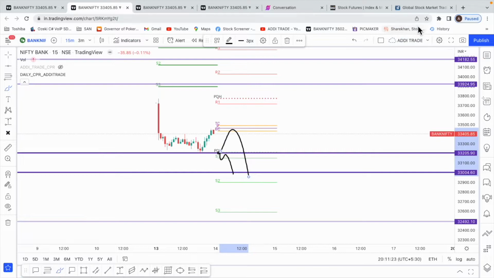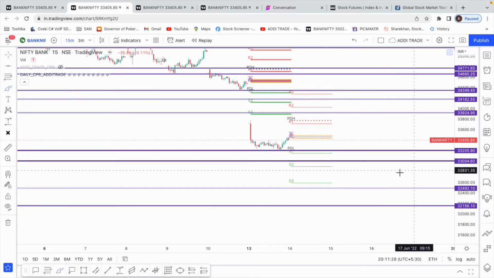So this is the view for Bank Nifty, and these are the levels that I'll be using for tomorrow and next week.